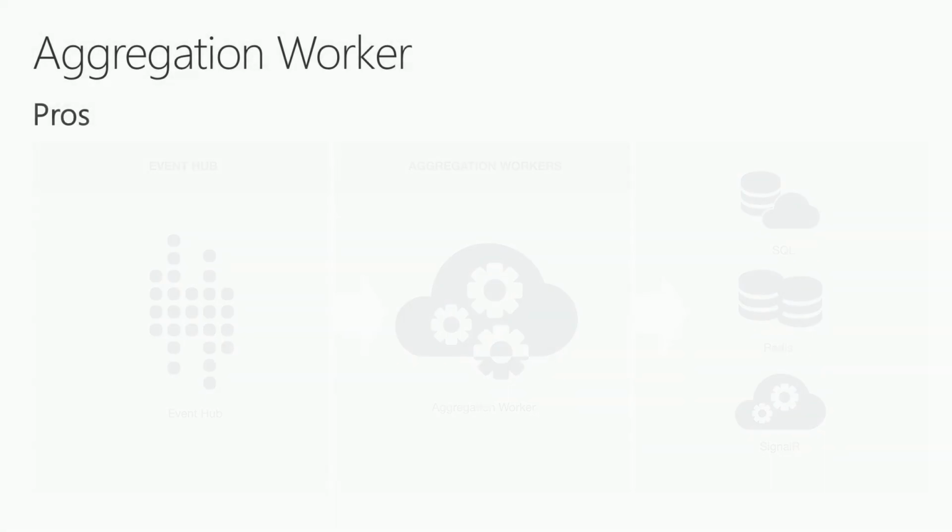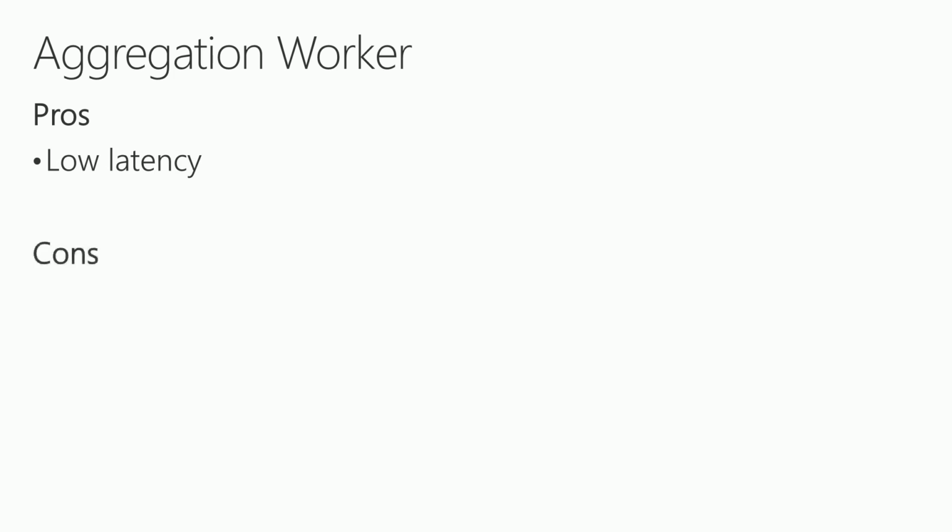The benefit of the aggregation worker is that it's incredibly low latency for the internal communication within the worker itself. All the data it needs is present. Unfortunately, because of this, it's somewhat of a monolithic design, so everything is in that single worker, which means you can't individually scale the size of the VM for each component's needs.